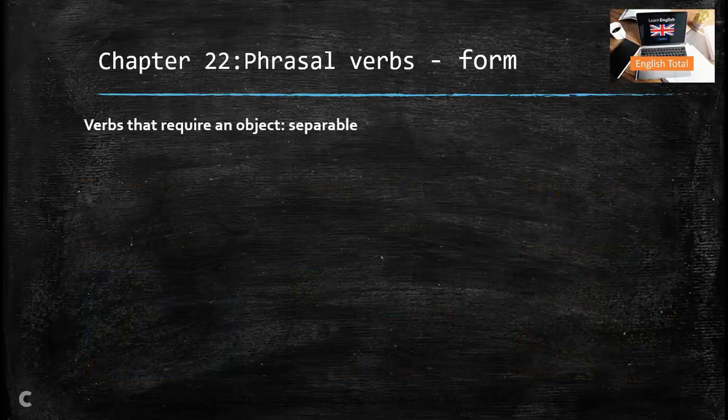Most phrasal verbs that require an object are separable. This basically means that you can use the verb phrase followed by the object, or you can place the object between the verb and its particle. This is what often occurs in conversation.